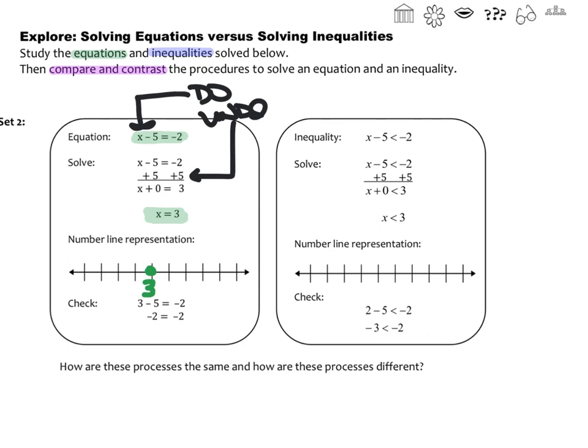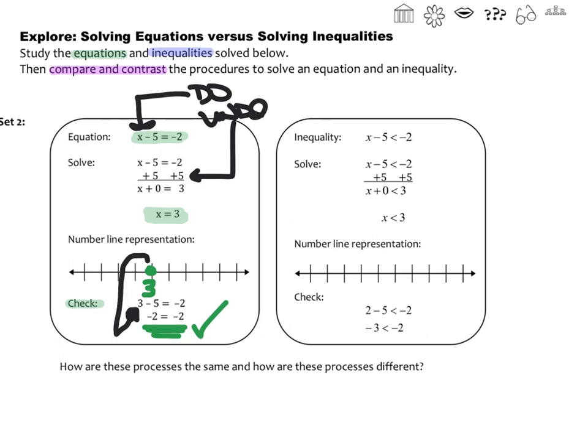And when we run our check, we replace our variable x with the value of 3. So that instead of x minus 5 equals negative 2, it's 3 minus 5 equals negative 2. And when we solve that, 3 minus 5 is negative 2. Negative 2 equals negative 2 is a true statement. And so we know our work is correct.